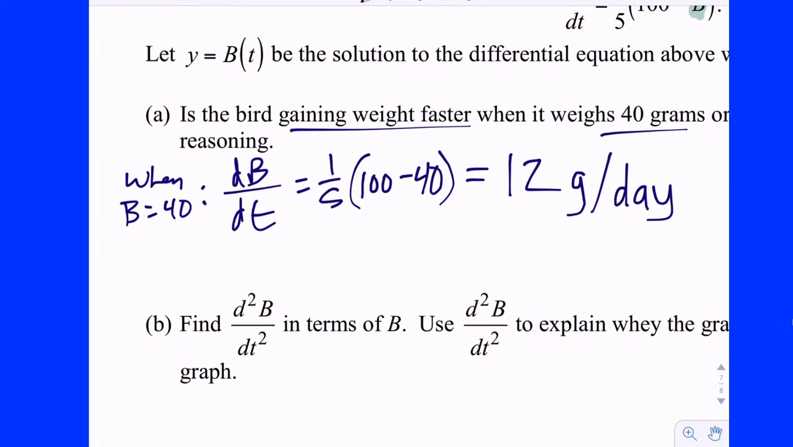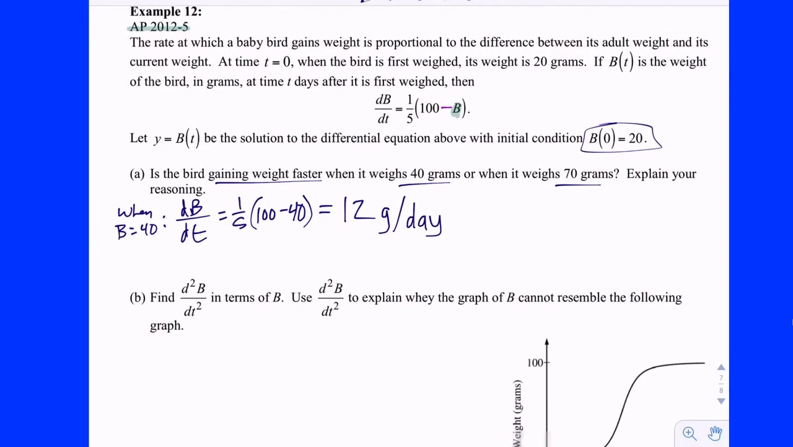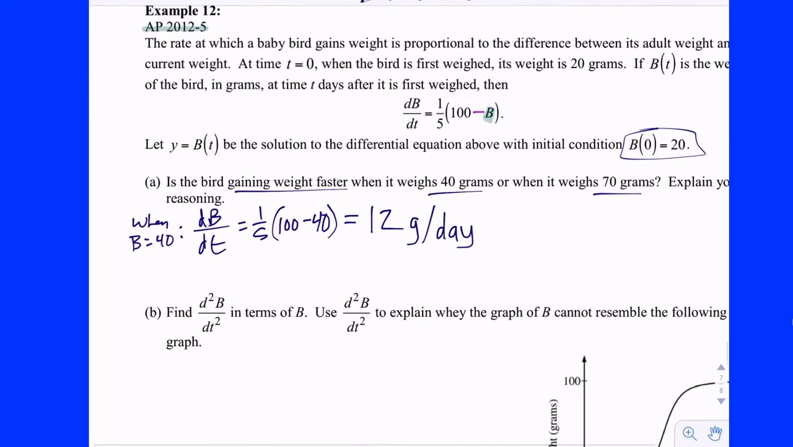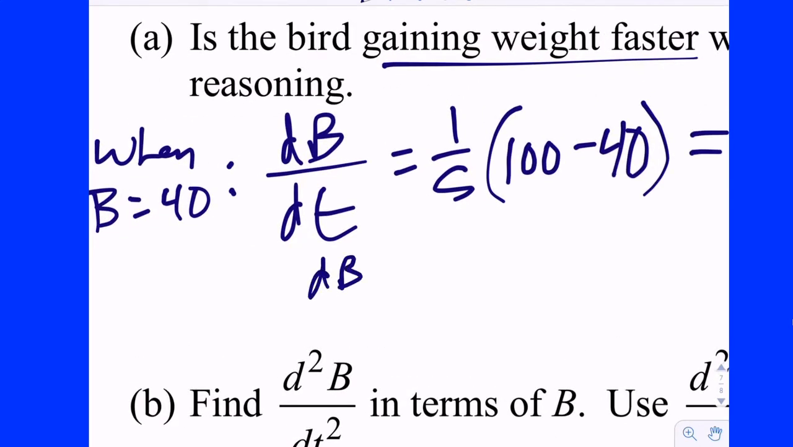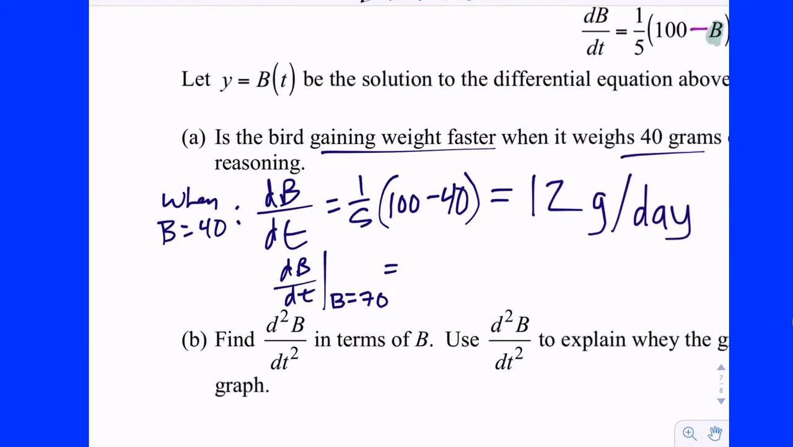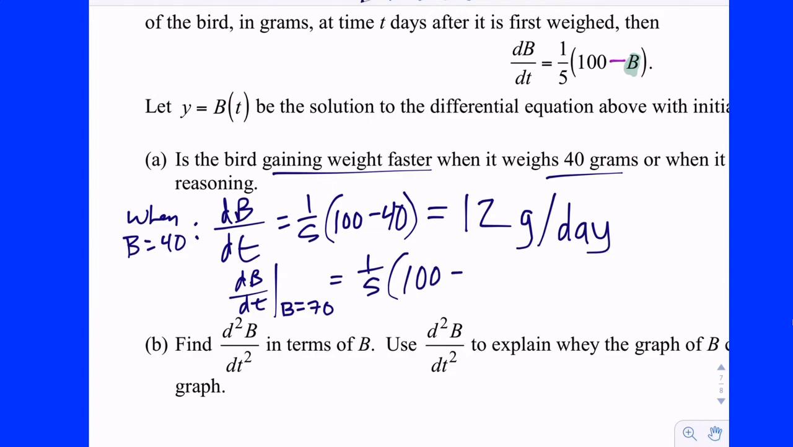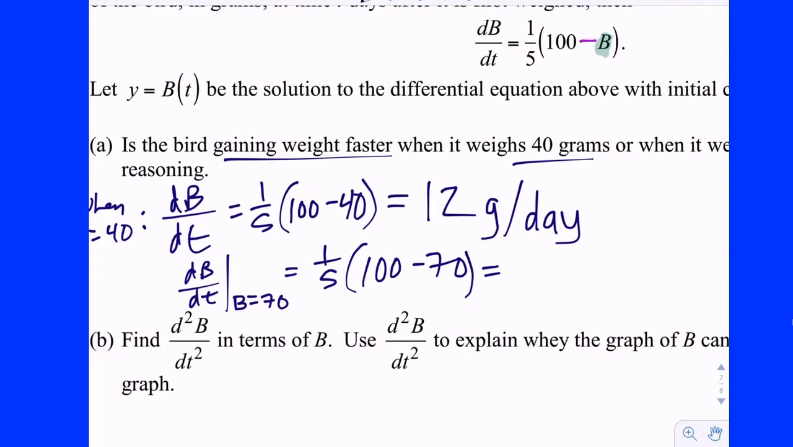Now, instead of saying when b equals 40, because it's a function of a single variable, when we do the second one at 70, you could use Leibniz notation with the evaluation bar. dB/dt when b equals 70. That works as well. 1/5 times (100 minus 70), which of course is going to be 1/5 of 30, which is 6 grams per day.